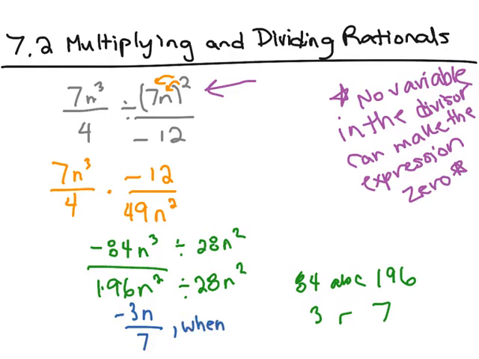Now we have to find our non-permissible values from here, so n cannot equal 0, n does not equal 0.